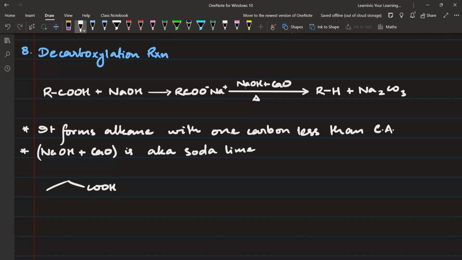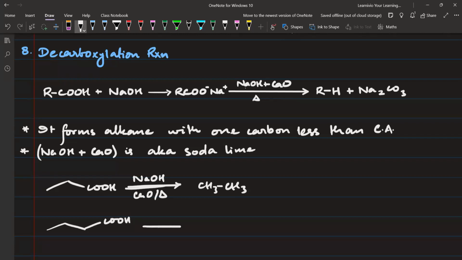Now, for example, here we have how many carbon atoms? Here we have 3 carbon atoms, and if you treat this with soda lime, NaOH, calcium oxide, and a bit of heat, then what we are going to get? We are going to get an alkane with 1 carbon less. तो यहाँ पे 3 कार्बन है तो 2 कार्बन का alkane मिल जाएगा, CH3 single bond CH3. If I have 1 2 3 4 carbon atoms in the carboxylic acid, the same thing, then we are going to get 1 2 3 carbon atoms, है ना? तो एक कार्बन कम.